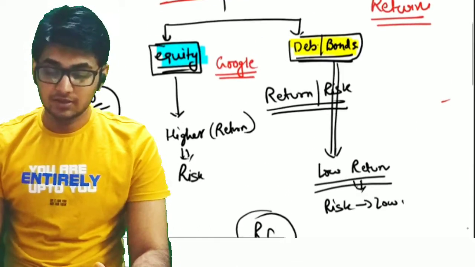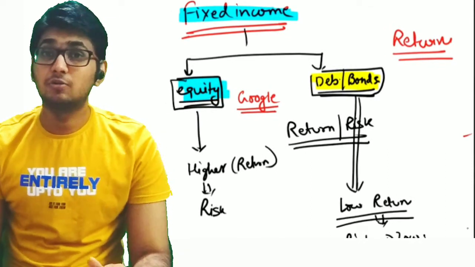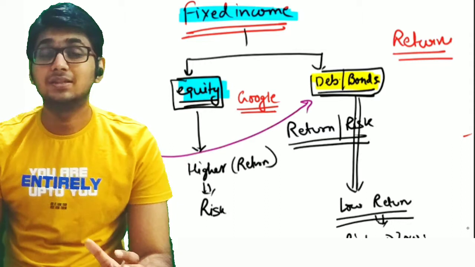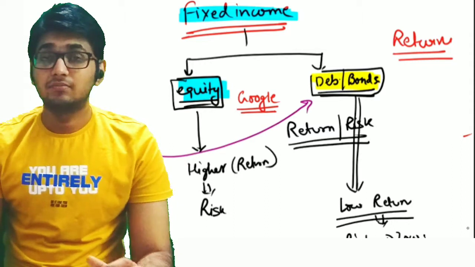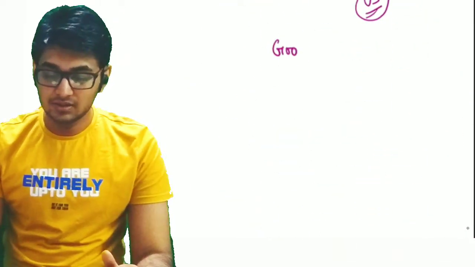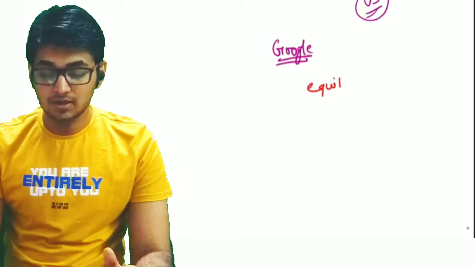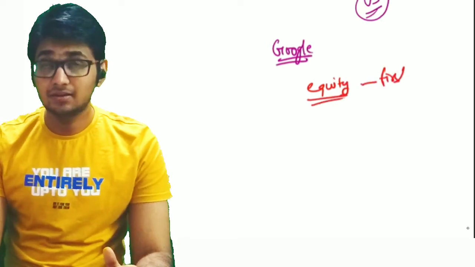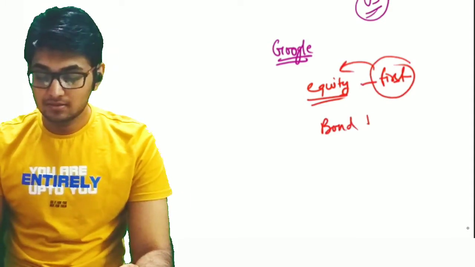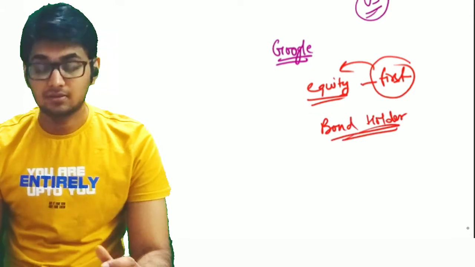Now, if you have $100 and you want to invest it, and your requirement is lower risk, definitely you are going to get a lower return. So you are going to purchase the bonds and debentures issued by Google. If anything happens to Google and they won't be able to survive, who will bear the first loss? Equity holders will bear the first loss. All the loss will be borne by the equity. So can we say that the bondholders are the safest stakeholders of the organization? Yes.